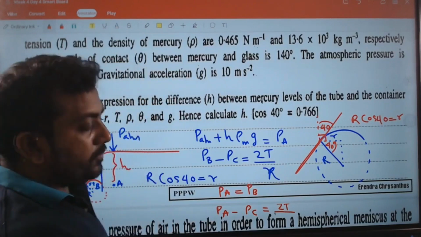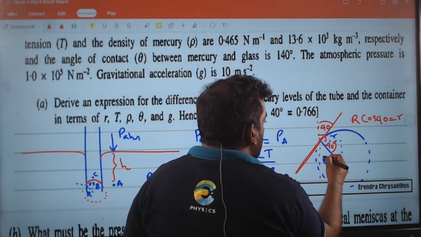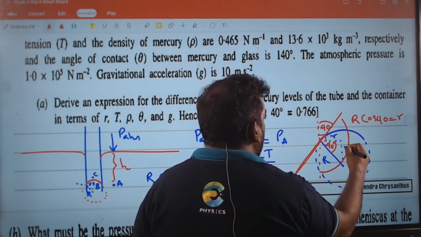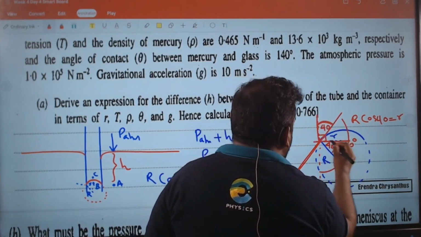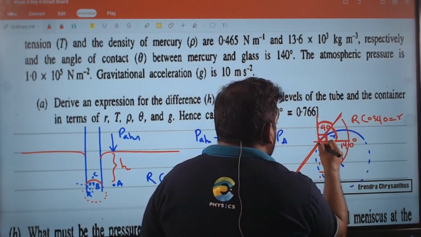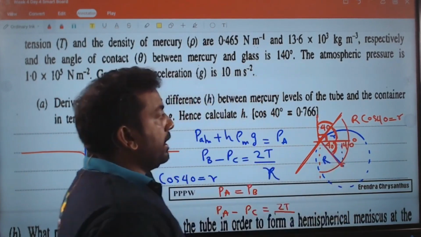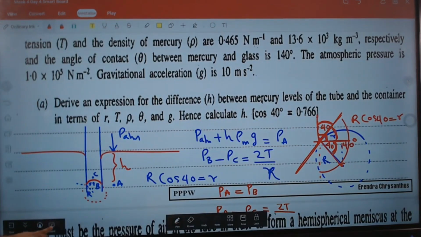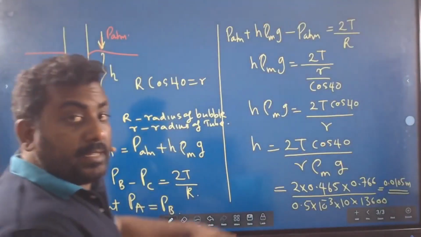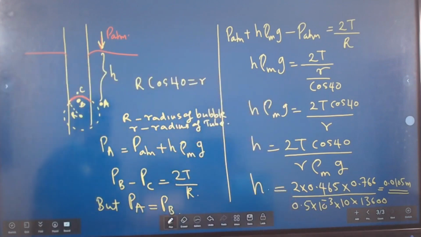How do I know it's cos 40? Here is the angle of contact. This angle here is 140. This is 40. Vertical, horizontal 90. This is 50, this is the tangent. 50 here means 40 here. So R cos 40 is small r. Simplifying this relationship, h can be found.